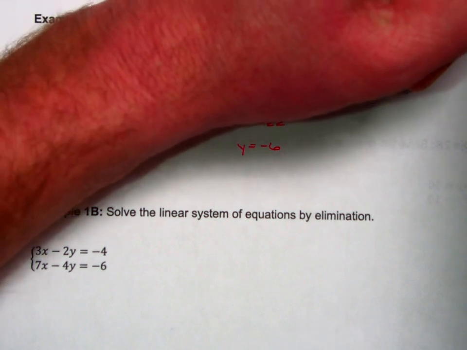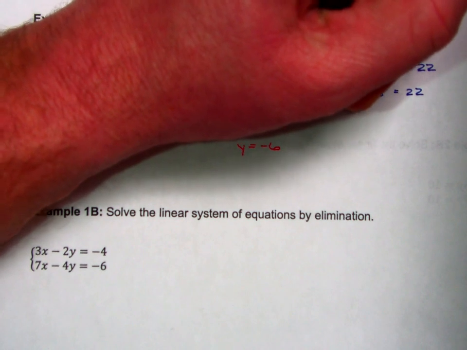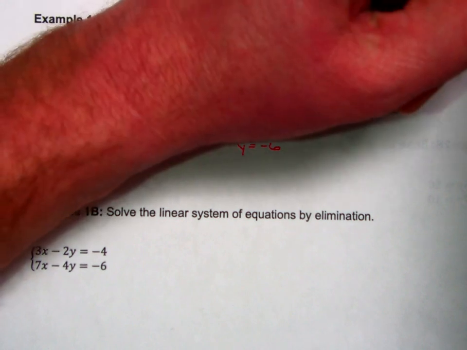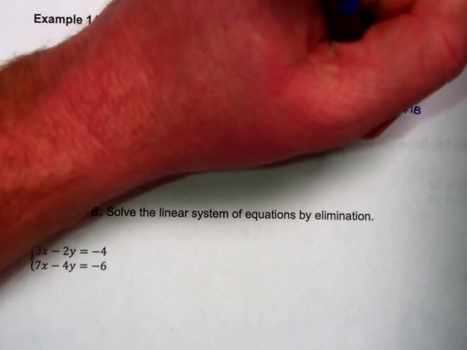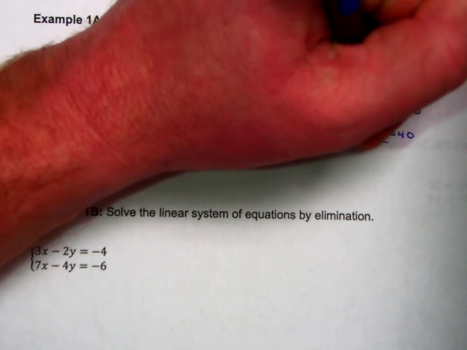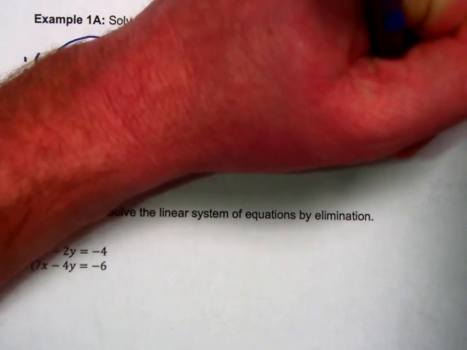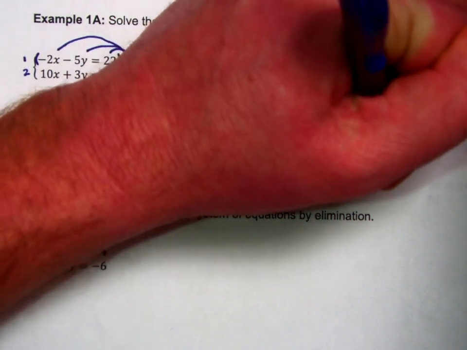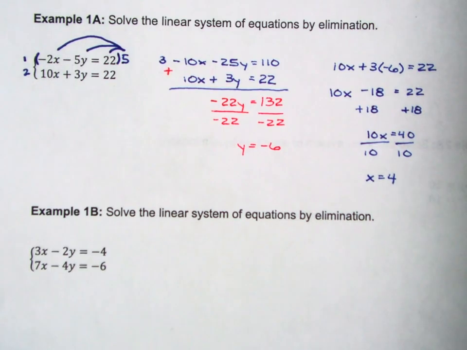So 10x minus 18 equals 22. If we added 18 to both sides, that means that we're going to get that 10x is now equal to 40. And finally, when I divide each side by 10, the resulting part is that x needs to be equal to 4.